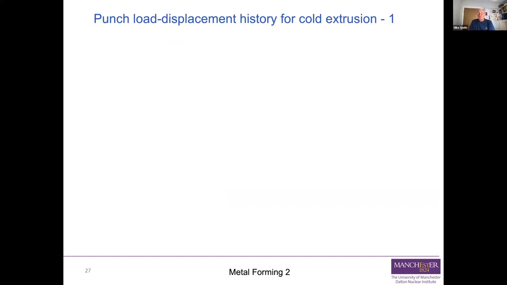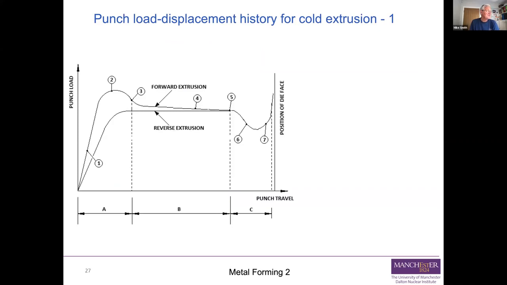Right. The final thing we're going to start looking at today is the load displacement history we'd expect for extrusion. And I'm using an example of cold extrusion here. We'll introduce this today and then we'll come back to it tomorrow. So as you might expect, it's quite complicated. This graph is showing punch load on the y-axis versus punch travel on the x-axis. So the punch is moving from left to right.